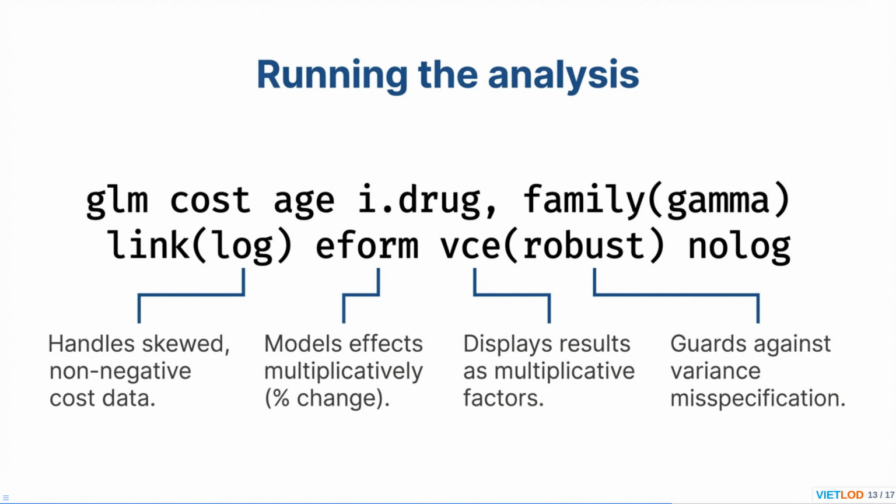type are our predictors. The i. prefix before drug tells Stata to treat it as a factor variable, automatically creating dummy variables. Next, family(gamma) is chosen specifically because our cost data is skewed and non-negative, which the gamma distribution is well suited to handle. The link(log) option models the effects multiplicatively, allowing for an intuitive interpretation of percentage changes.